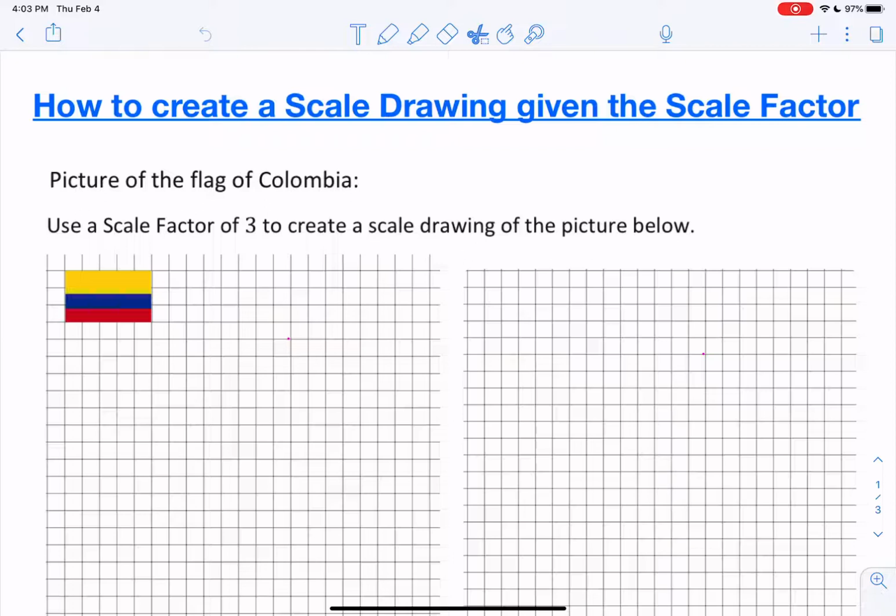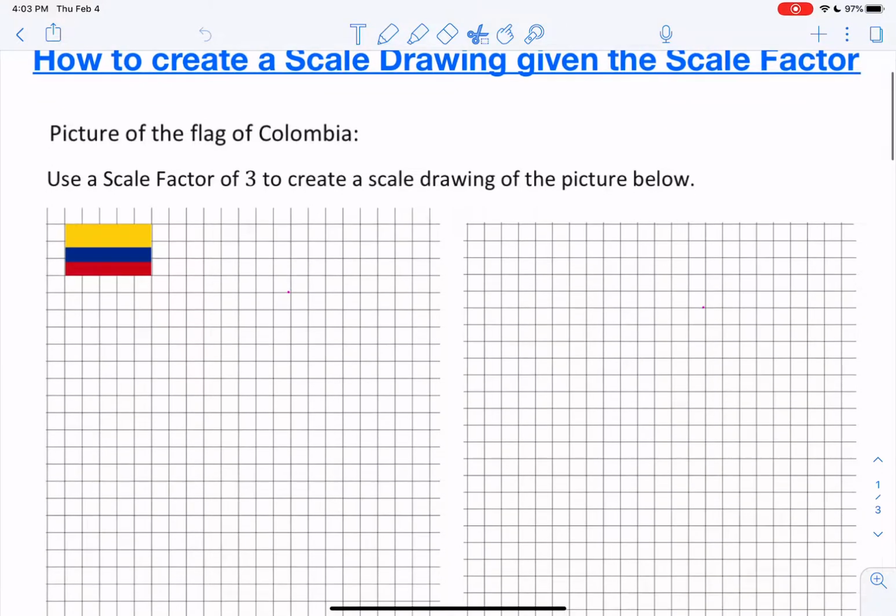Today we're looking at how to create a scale drawing given the scale factor. So let's take a look at our first example. Our first example says that here we have the picture of the flag of Colombia. We're going to use the scale factor of 3 to create a scale drawing of the picture. All right, so scale factor of 3.